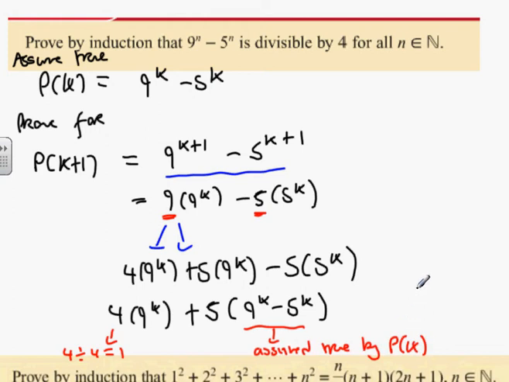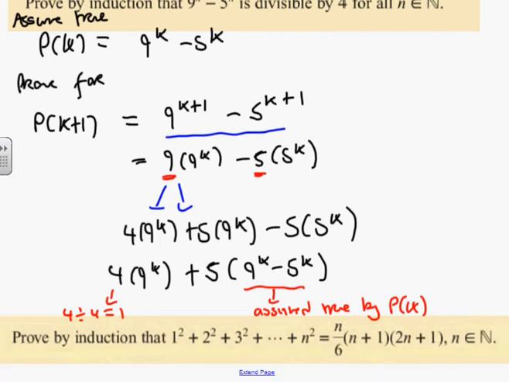And what's the big long spiel you write at the end? Am I saving myself a bit of time here? True for P of k plus 1. If P of k is true, hence by the principle of mathematical induction, P of n is true. Everybody knows that one. It's just getting there is the problem. Okay, everybody happy enough? Any questions?